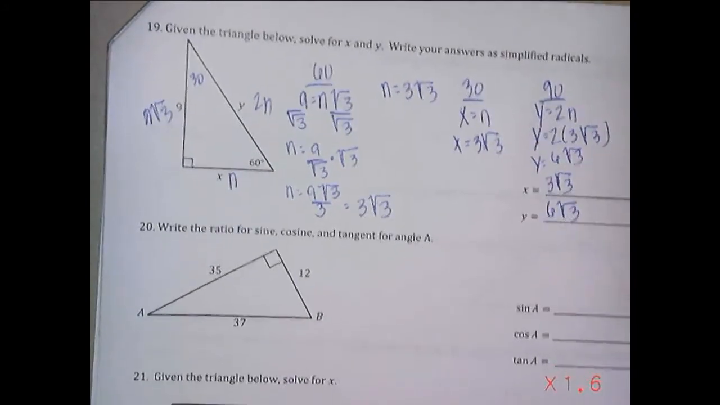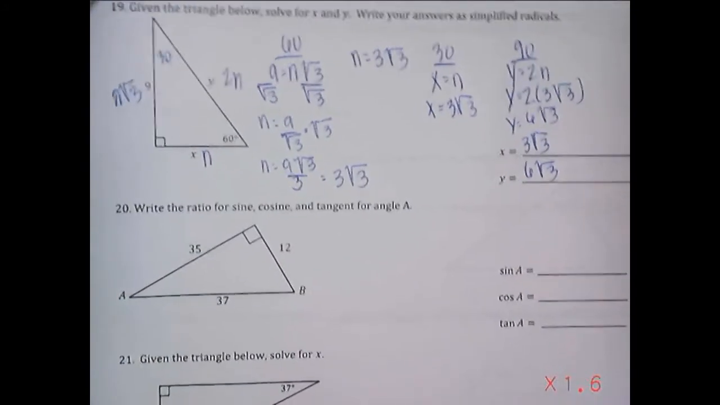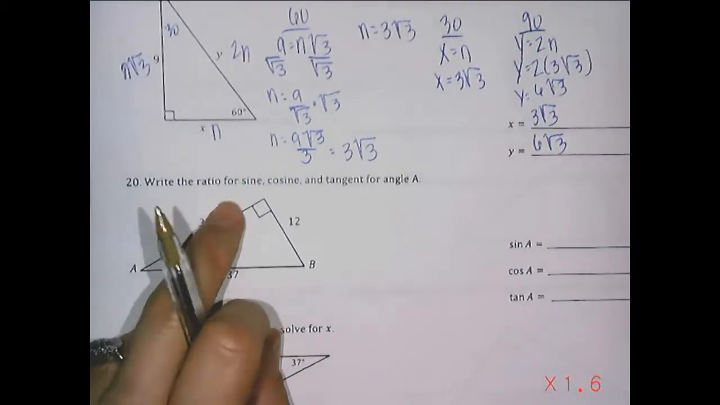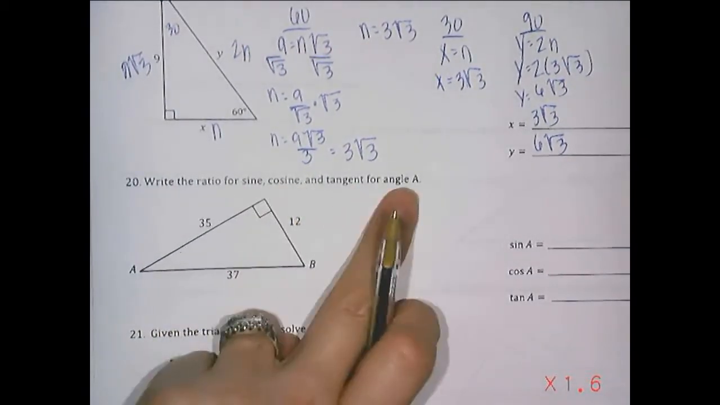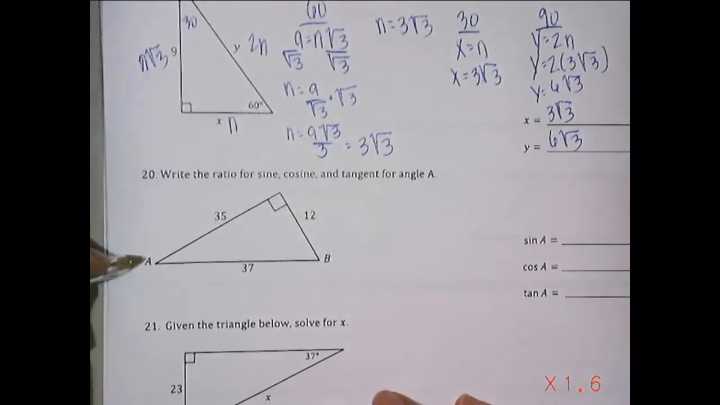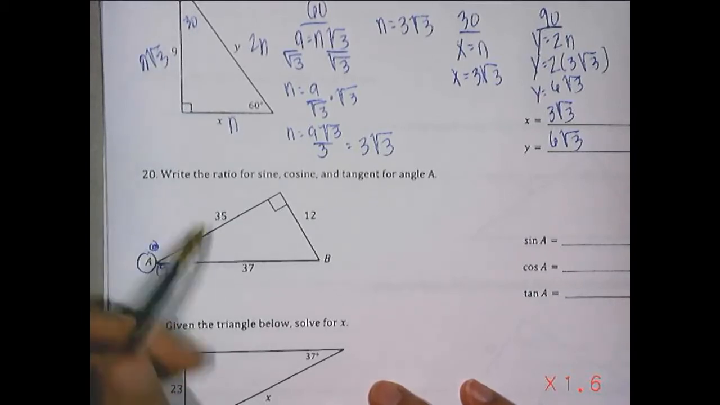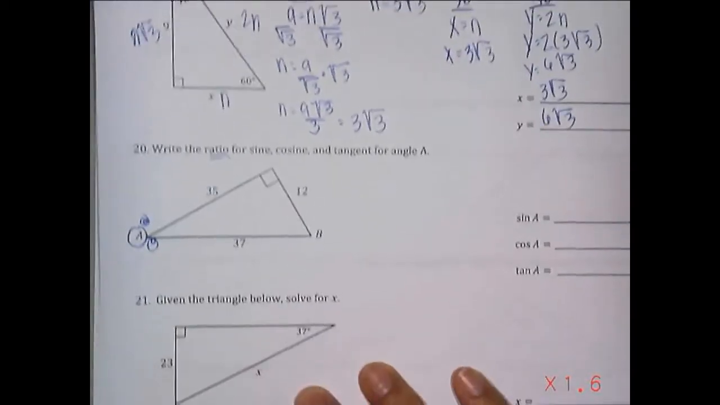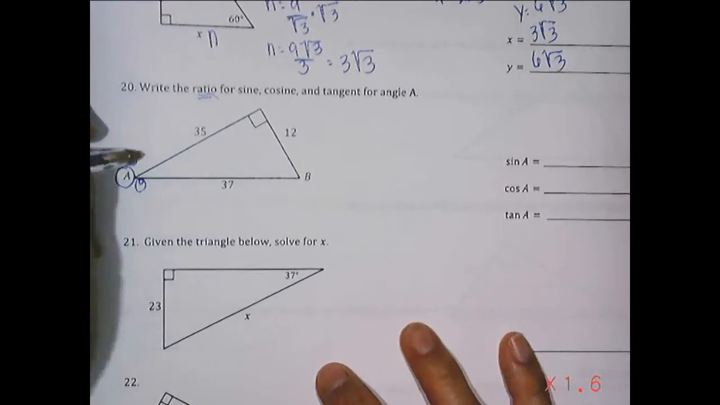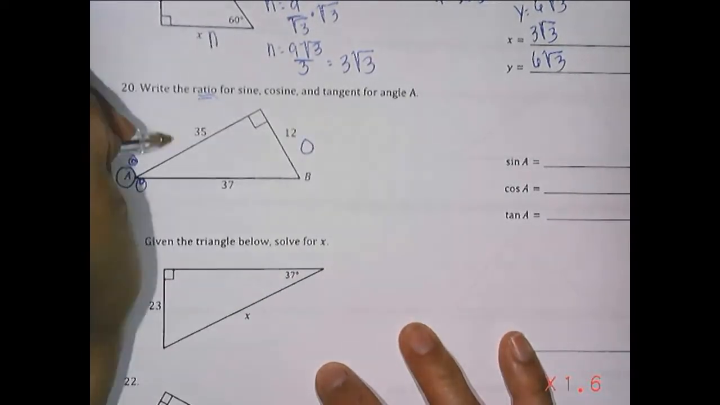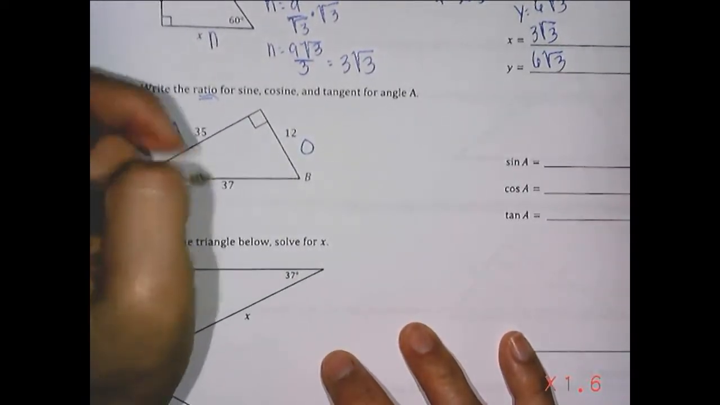Okay, so there's that. And let's keep going. It says write the ratio for sine, cosine, and tangent for angle A. So we're working on this angle. We're going to put the googly eyes on this angle, and we're going to label our sides. We're just writing the ratio, right, guys? This is the one we don't want to overthink. Just writing the ratio. So this would be our opposite, this would be our adjacent, and this would be our hypotenuse.